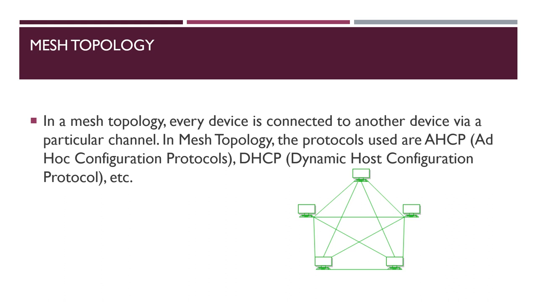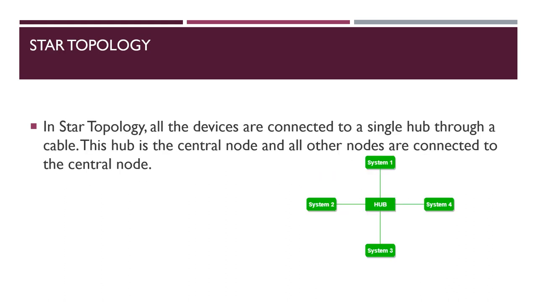Mesh topology is where a device is connected to other devices through a particular channel. So this was the structural representation. And this mesh topology is classified into two kinds, with the ad hoc configuration protocol and dynamic host configuration protocol, etc. This was the representation. Within the channel we have to share the data, and each device has two or more connections. So that's all. And go for star topology.